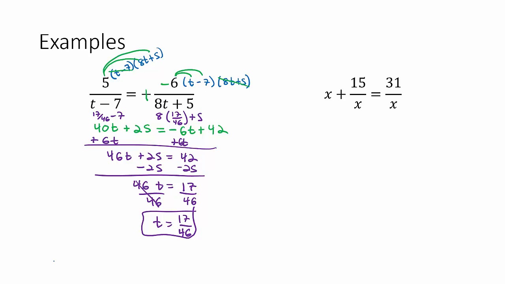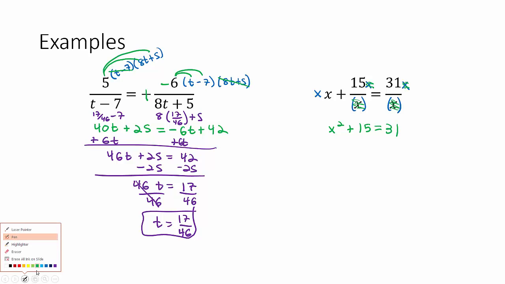This next example, x plus 15 over x equals 31 over x. We've got just x in the denominator, so x is our least common denominator. It gets multiplied by everything, including the standalone x on the left. Most of them are going to divide out. But we're left with x times x, or x squared, plus 15 equals 31.